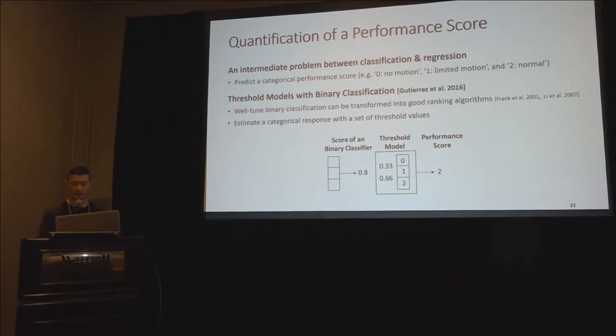And given the binary classifier, I will describe quantification. Our intuition is that quantification is an intermediate problem between classification and regression, where we need to predict a categorical performance score, like zero for no motion, one for limited, and two for full normal motion. This is like the original regression problem, and one popular approach is a threshold model with binary classification, where the well-tuned binary classifier provides a ranking score, which can be leveraged with a set of threshold values to estimate the categorical response. So we implement this threshold model with the binary classification for quantification.